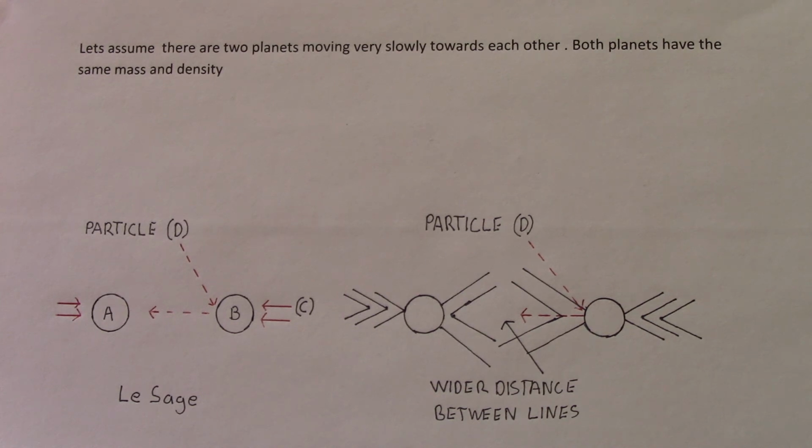Now, in my theory, force is proportional to how distorted the field is. So the larger the mass and the more dense it is, the greater the field lines are distorted, and therefore you have a force proportional to mass.